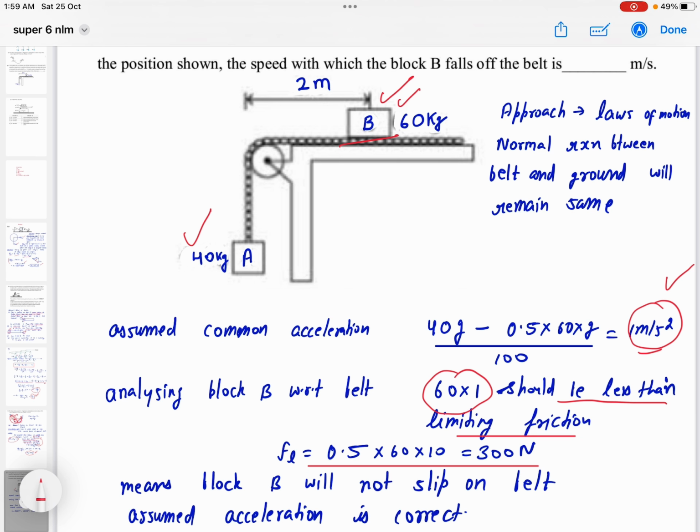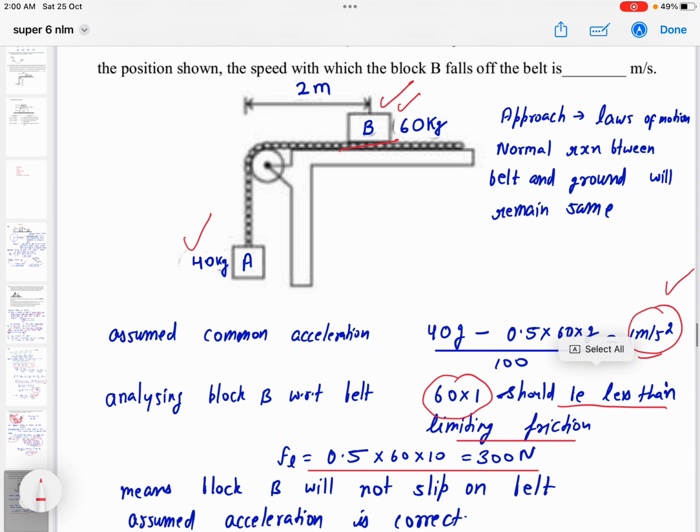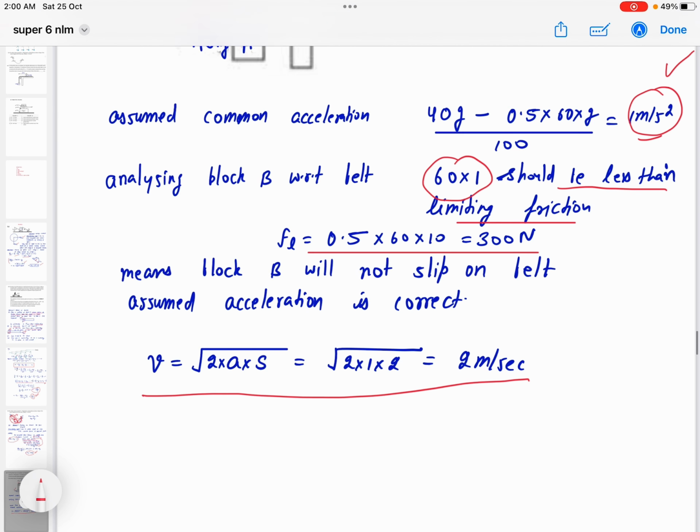Now the problem became very, very easy. So the normal velocity is under 2 as, displacement covered is 2 meter. So we are getting 2 meter per second.